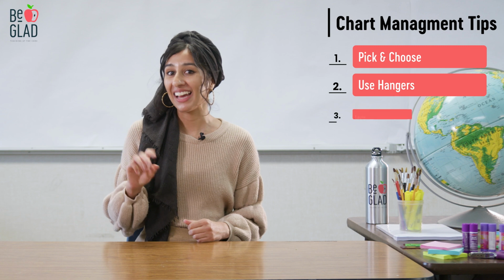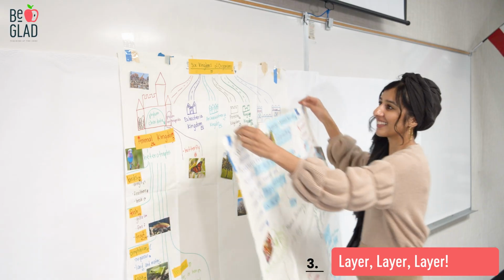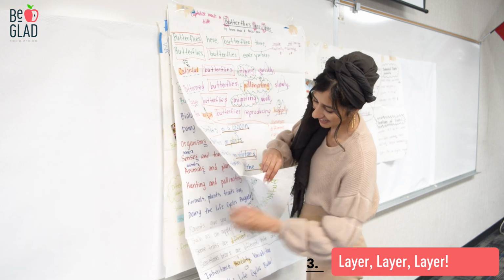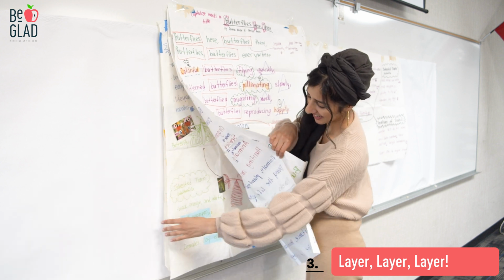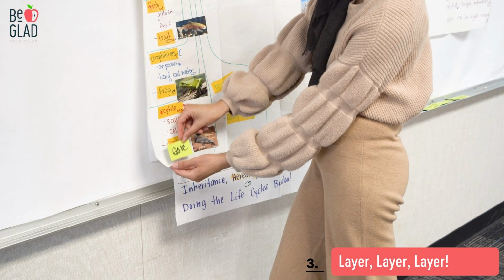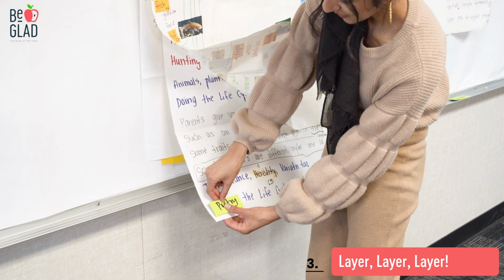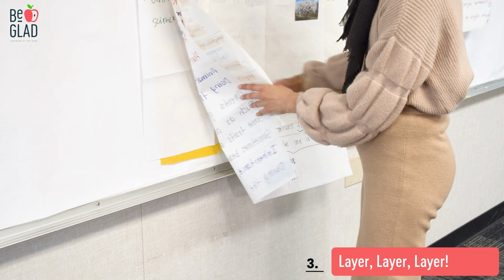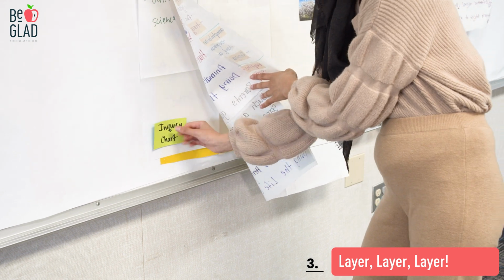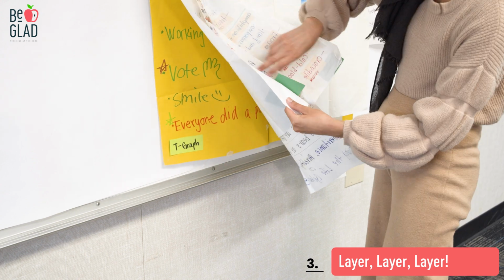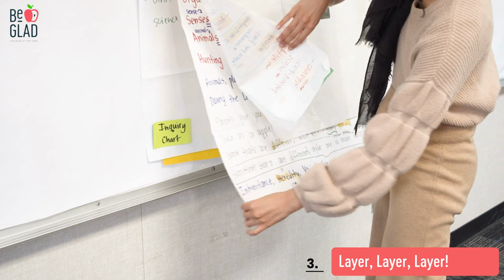Tip number 3, layer, layer, layer. Layer together your charts based on component. For example, layer together your poetry, input charts, and so on. This provides students access to charts. They can still flip through the charts they are referring to as needed throughout the unit of study. You can also label the bottom of charts with the name of the strategy to keep all the content organized for you as a teacher and for the students.